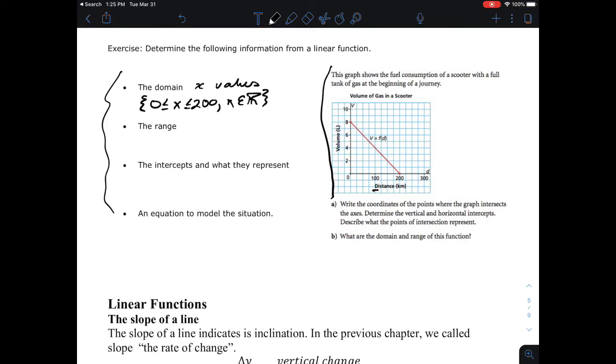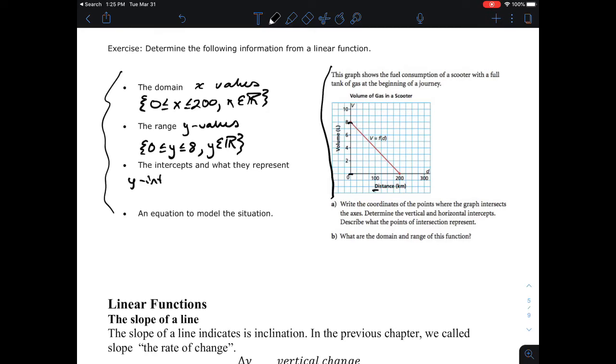And now the range is the volume. This is the y values. And it goes between 0 and 8. So 0 ≤ y ≤ 8, and y is an element of the real numbers as well. So there's my domain, there's my range. I hope you got those.